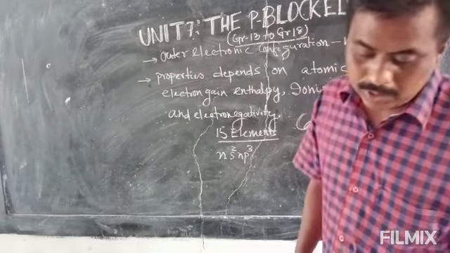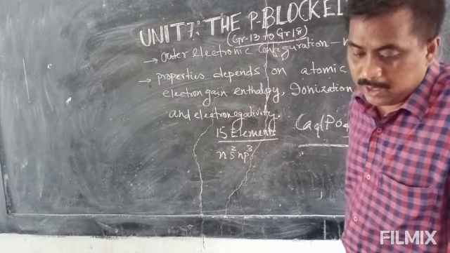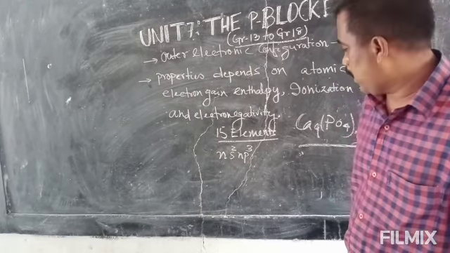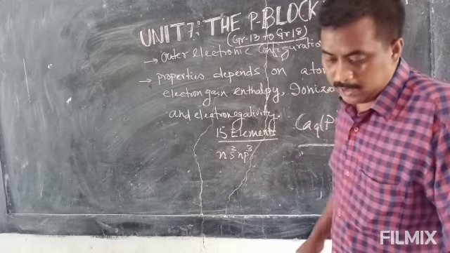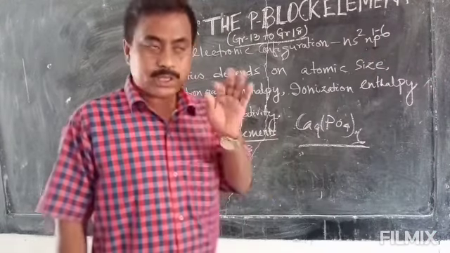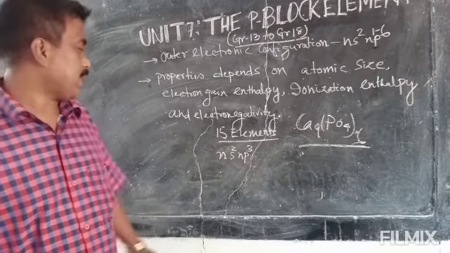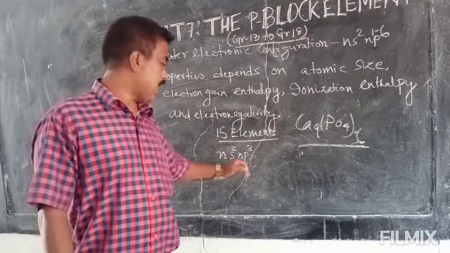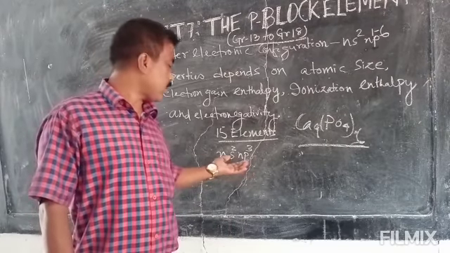Now, the s orbital in these elements is completely filled, that is ns2, and the p orbitals are half filled, as p needs 6 electrons to be completely filled, but here we have 3. 3 means half filled. Half filled orbitals are also stable.